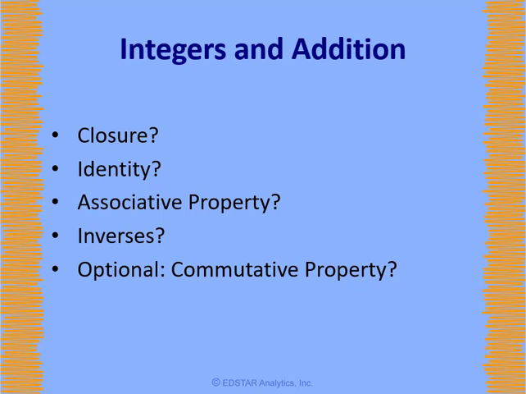How about the associative property? Well, it is true that integers and addition are associative. But associativity is where subtraction falls apart, because subtraction is not associative. Does every integer have an inverse? Yes, it does. For every number, there is another number that you can add to it to get 0. And then there's the optional property, the commutativity. Addition does happen to be commutative. However, subtraction is not commutative. And this is another way in which subtraction differs from addition.